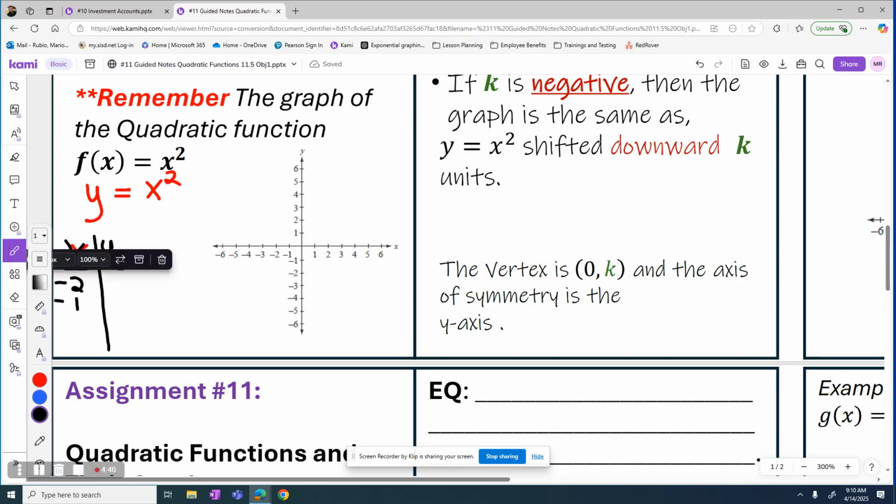-2, -1, 0, and then a positive number. And we're going to do 2. If you always pick these 5 numbers, you'll get a pretty good idea of what the graph looks like. If you pick different numbers, you can if you want to, but it'll mess it up. It'll make it harder to graph. Okay. So if you always pick -2, -1, 0, 1, and 2, that should be pretty straightforward.